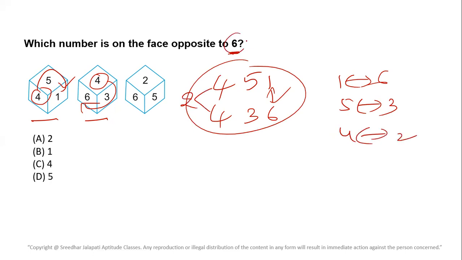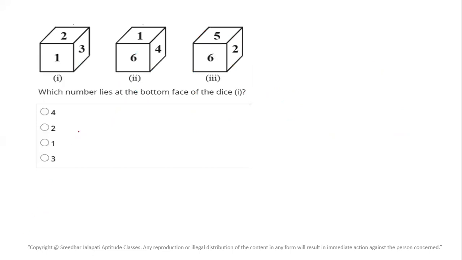You're asked to find the face opposite to 6. So the face opposite to 6 is 1. Therefore, answer B. Simple, right? Yes. Next question.